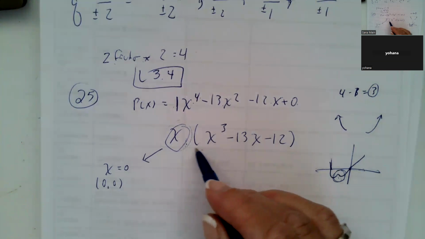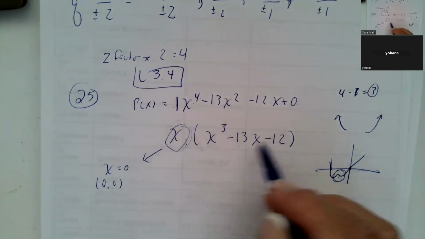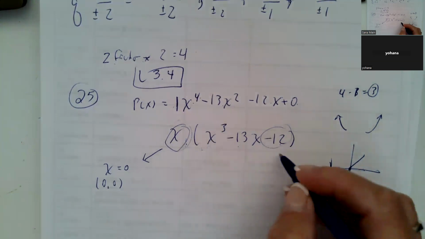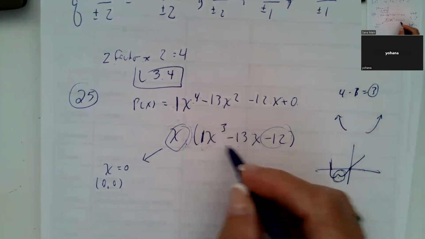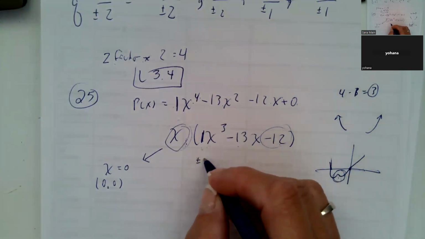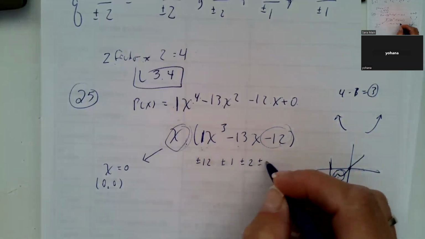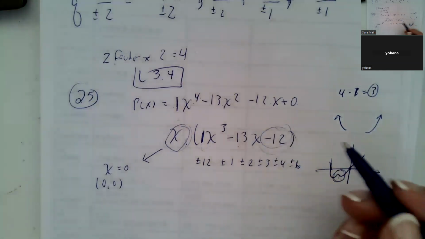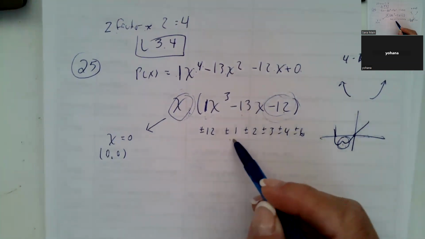So now that I've got this factored, I can look at x cubed minus 13x minus 12 with the rational zeros theorem, because I do have a constant here, negative 12. My Q here is a 1, so that makes it easy. I'm really just looking at all the possible factors of 12: plus or minus 12, plus or minus 1, plus or minus 2, plus or minus 3, plus or minus 4, plus or minus 6. These are all factors of negative 12.